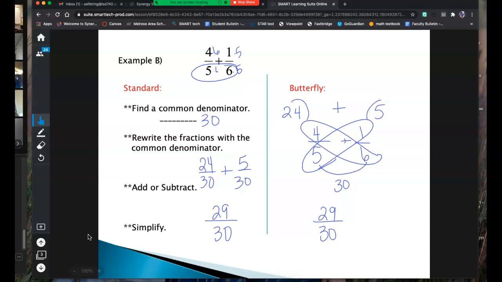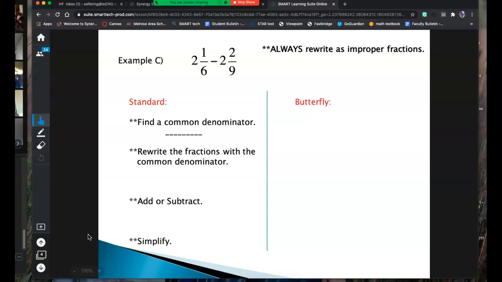Okay, the next one's going to look a little bit different because it has mixed numbers. If we see a problem with mixed numbers, we're always going to do this first. We wouldn't have to write them as improper fractions, but when we're dealing with subtracting and negatives, it's going to make it easier. Plus, when we are multiplying and dividing, we put them as improper fractions anyway. So we're always going to take all of our mixed numbers and write them as improper fractions.